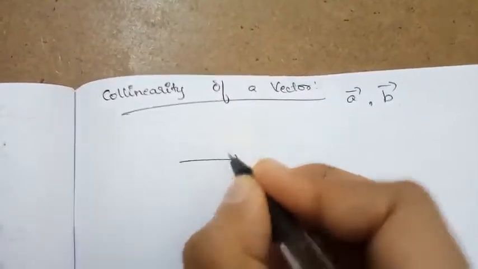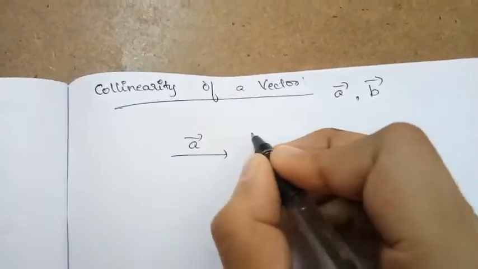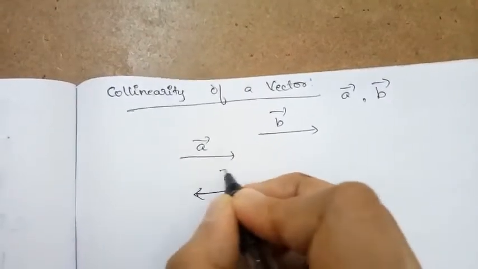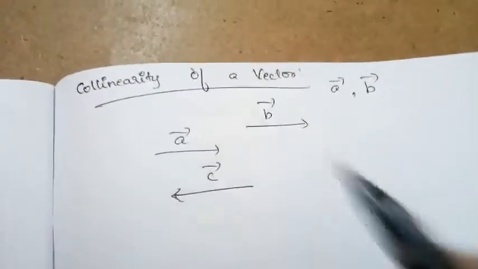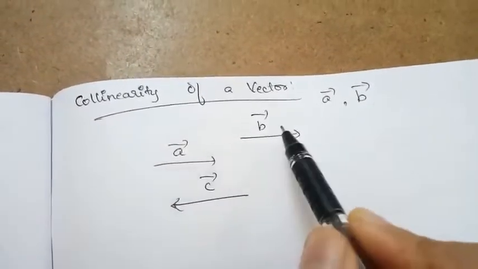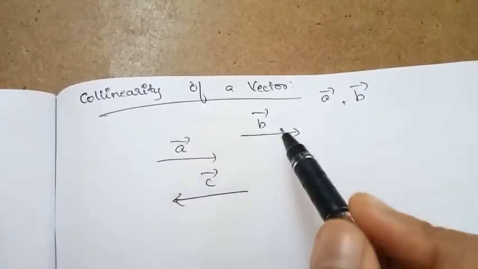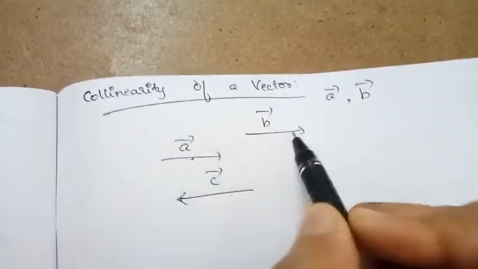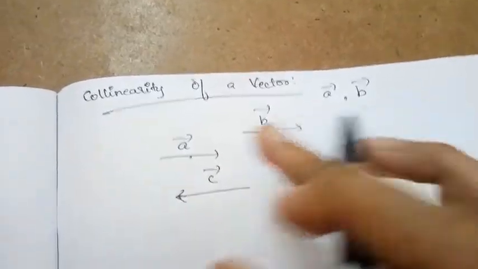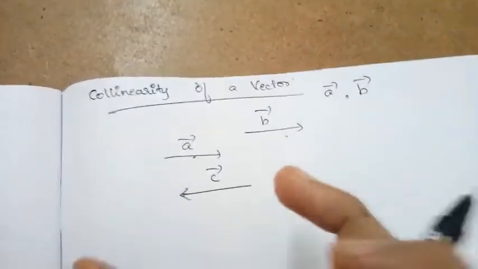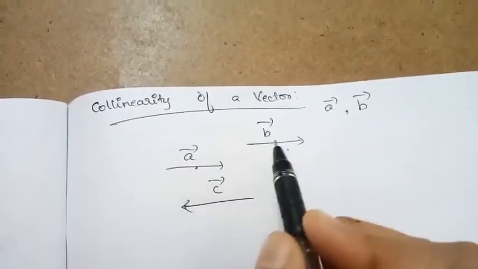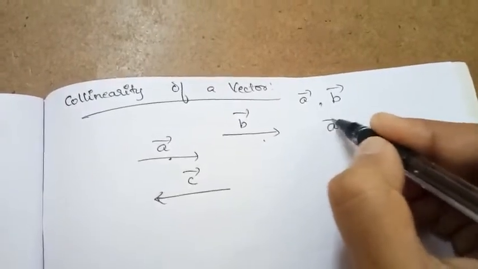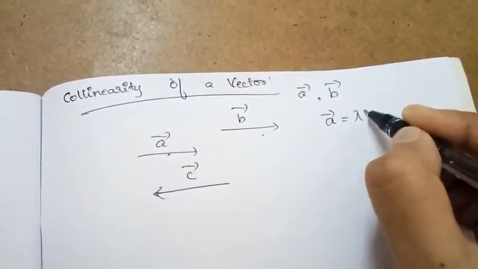Suppose now I consider, let this be vector A, let this be vector B, and let this be our vector C. Now consider vector A and vector B. Vector A and vector B are parallel to each other, so they are collinear. You can observe here the direction of vector A and the direction of vector B are the same, so there is no change in direction. And what is the change between A and B? The difference between A and B is nothing but the magnitude. So it can be balanced by vector A is equal to some lambda times vector B.